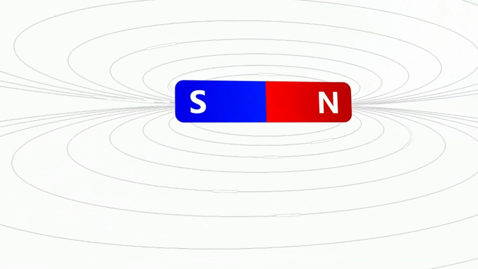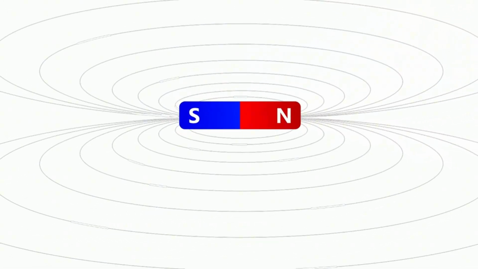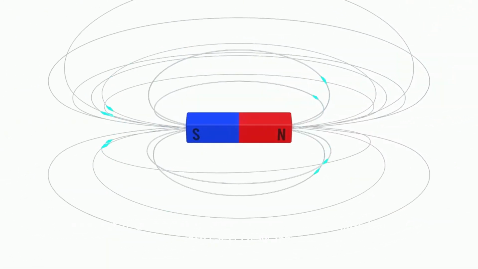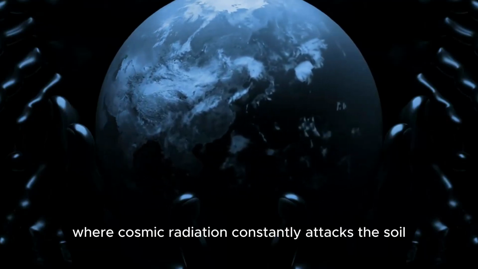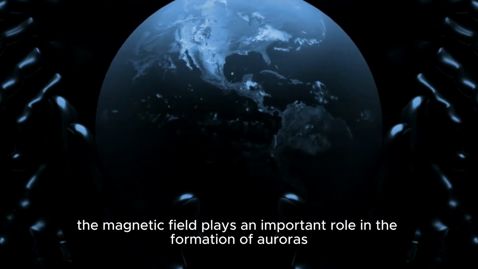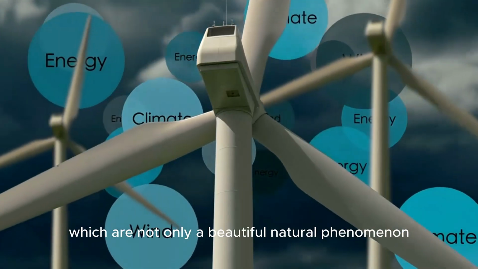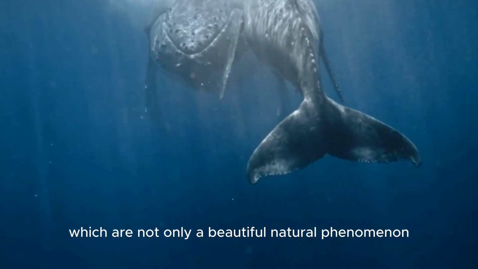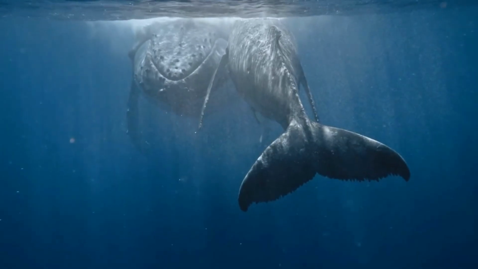The magnetic field protects us from solar radiation that would damage DNA, cause mutations, and threaten life. Without it, Earth could face conditions similar to the surface of Mars, where cosmic radiation constantly attacks the soil. In addition, the magnetic field plays an important role in the formation of auroras, which are not only a beautiful natural phenomenon, but also an indicator of the Earth's interaction with the solar wind.